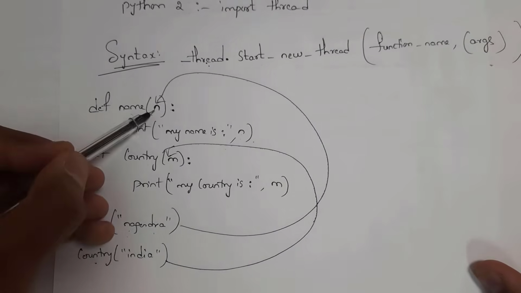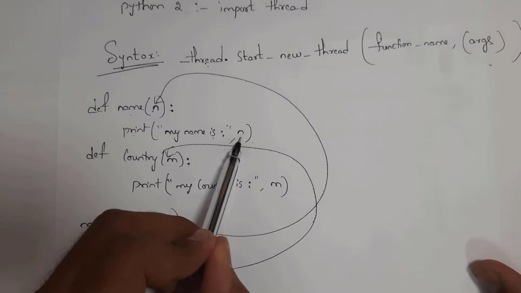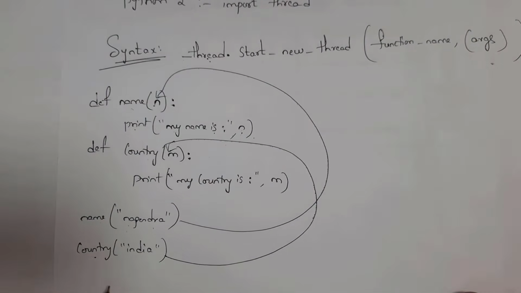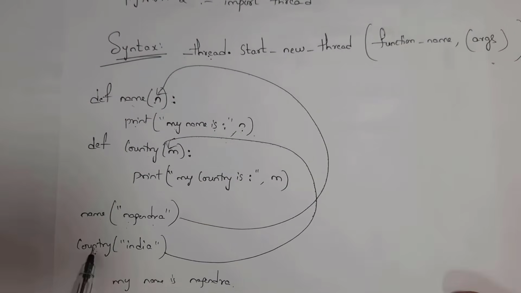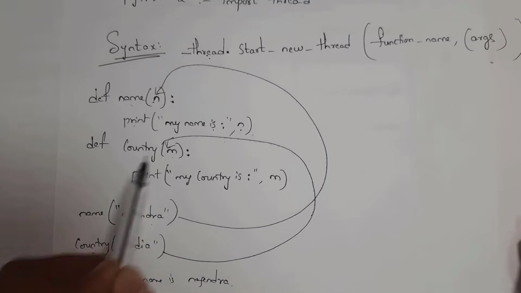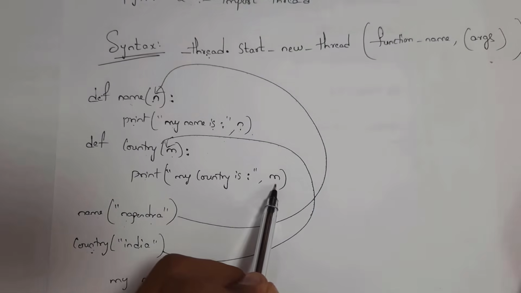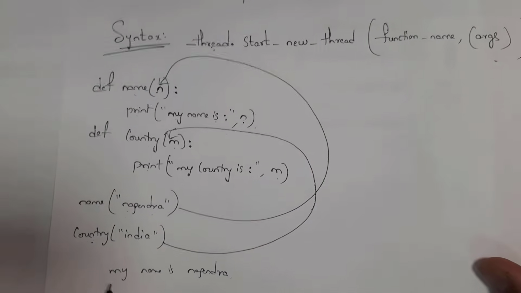Now this n contains Nagendra. Whenever I write here print my name is n, the value is Nagendra. So I will get the output my name is Nagendra. Inside country I wrote the argument India. So this India is stored in parameter m. Now m contains India. So whenever I write here print my country is, comma, m, the value is India. So I will get the output my country is India.